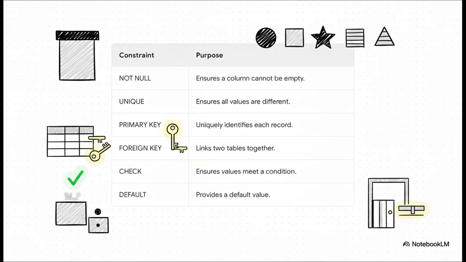And here they are. NOT NULL just means a field can't be left empty. UNIQUE means every value in that column has to be different. A PRIMARY KEY is the special ID for each row. A FOREIGN KEY is what connects 2 tables. CHECK makes sure a value is valid, like marks having to be between 0 and 100. And DEFAULT just gives a column a value if you don't provide one. These are literally the guardrails for your data.